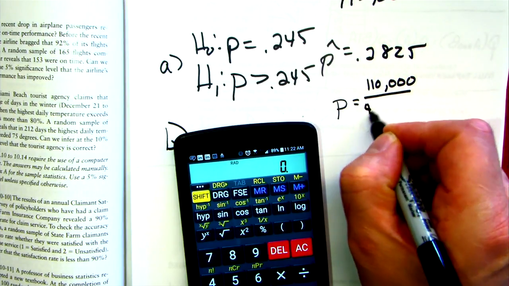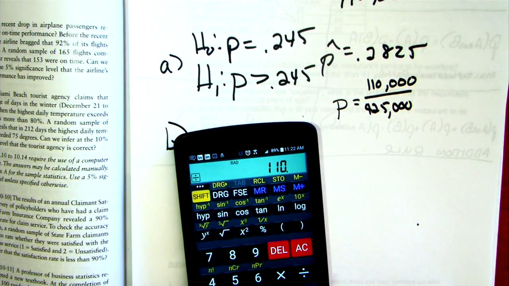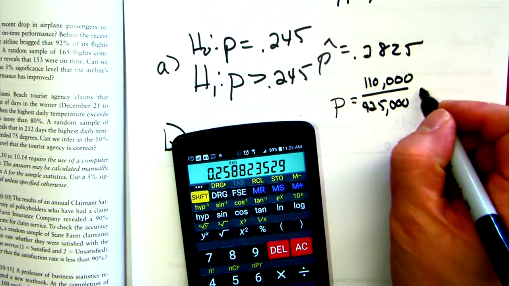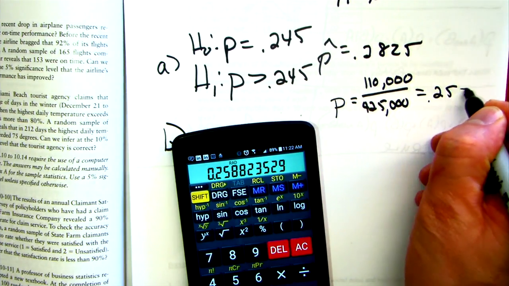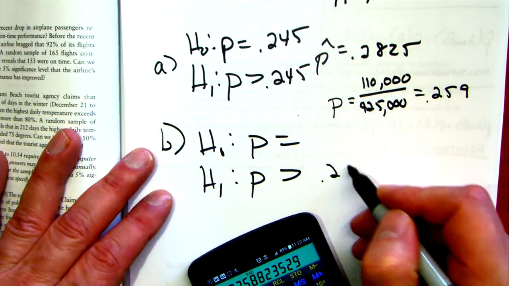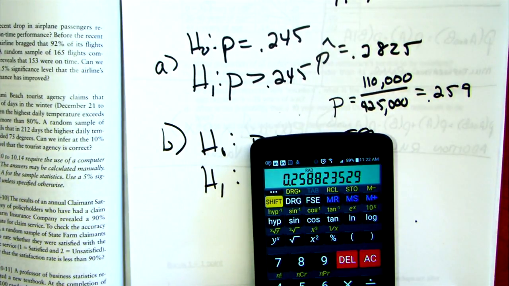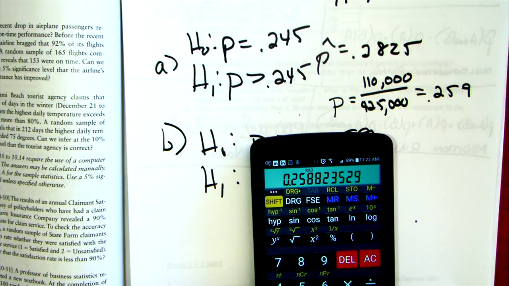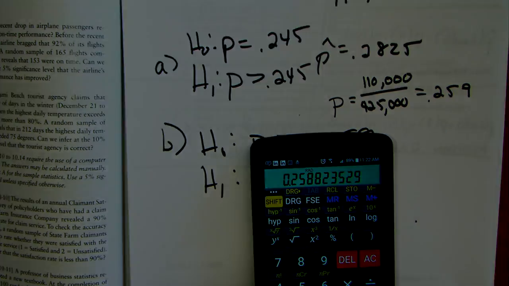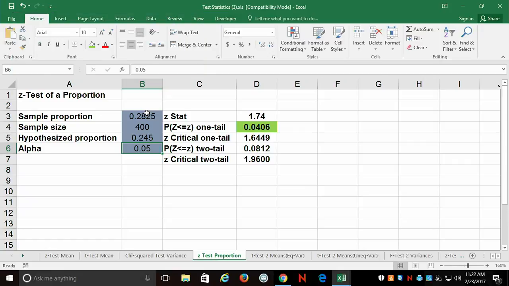110,000 divided by 425,000. Let's do the math. 110 divided by 425 is 25.9% roughly, 25.88. So we're saying that for us to say this is financially successful, it's got to go over not just the 24.5%, but it has to go over 25.9%. So if we go back to our Excel here, what changes in column B?